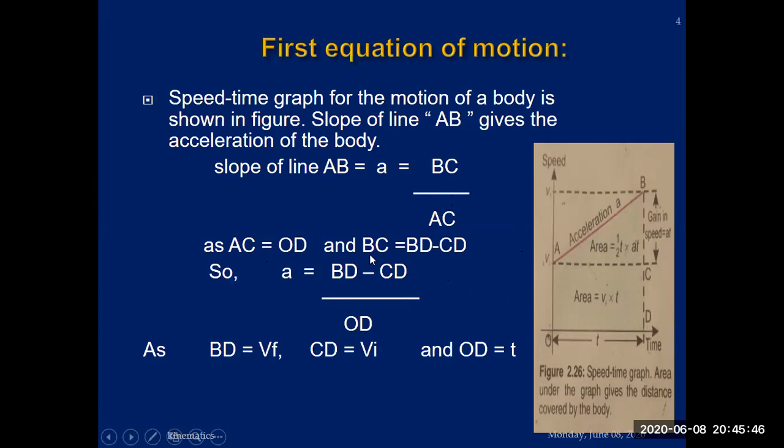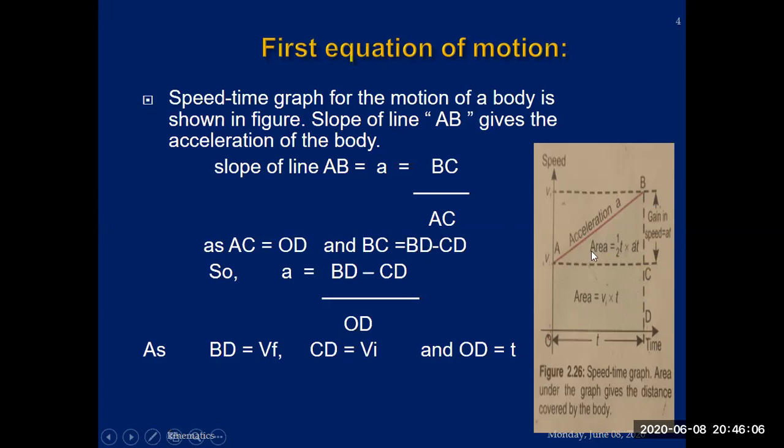And how will you calculate BC? This portion BC: the total distance is, say, 10, and this one is 5. Then how will you calculate BC? You will subtract this one from the total. So you will calculate BC: from the total 10, it will be 5. So this is the same technique used.